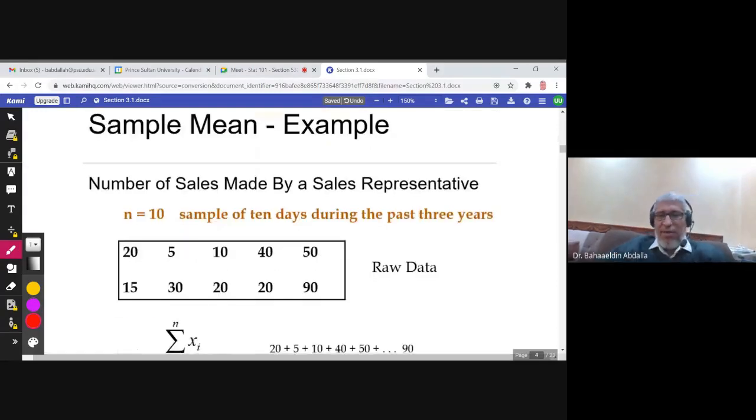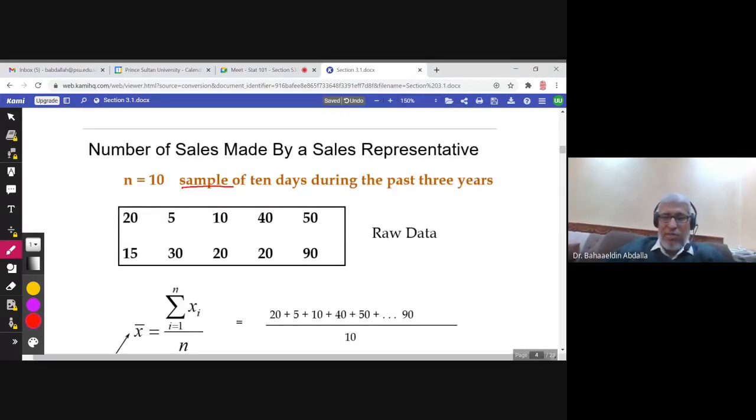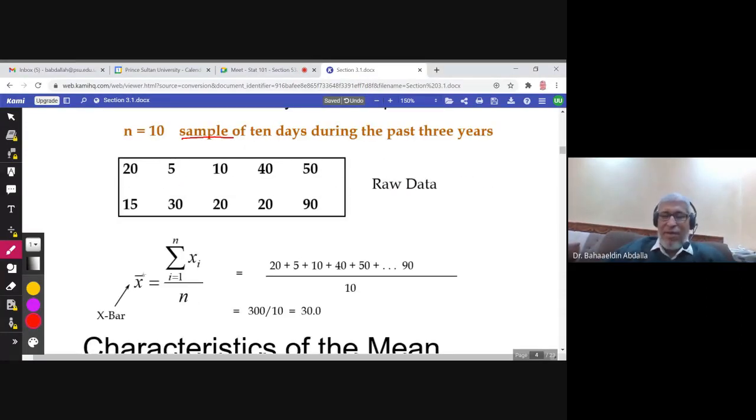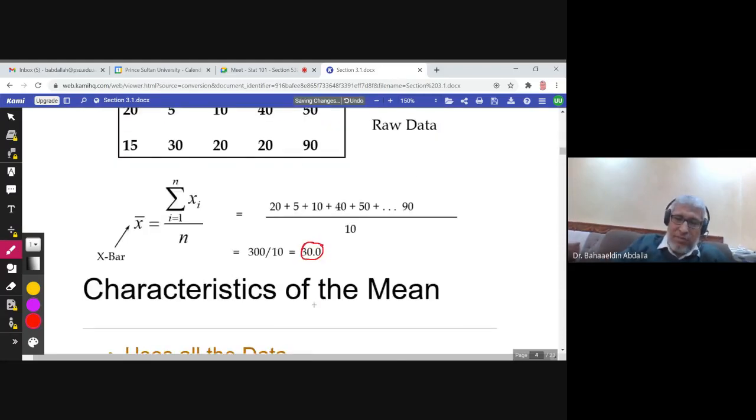This is an example. He said in the question that this is a sample of 10 days. So these numbers represent a sample of 10 days. To find the sample mean, the sample average, or X bar, we add all the values and divide by 10. So the sample mean or X bar would be 30.